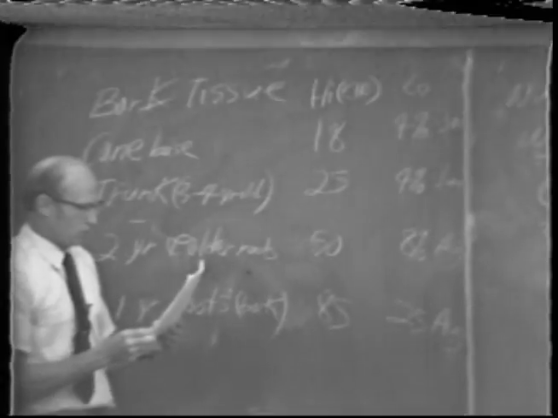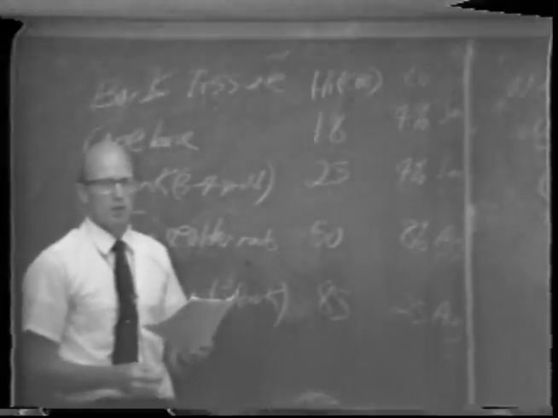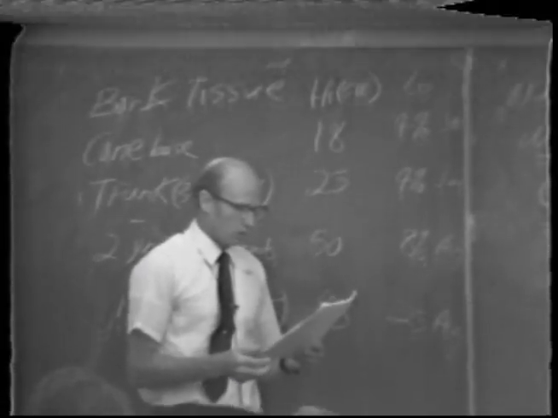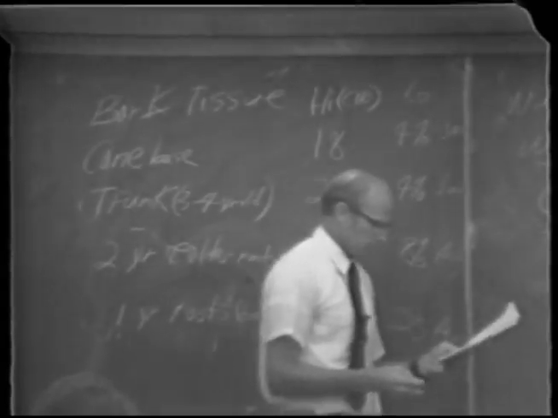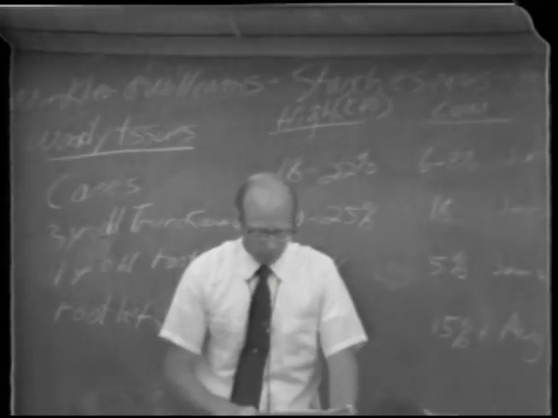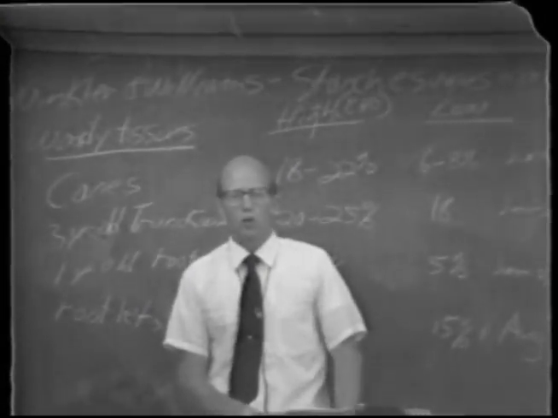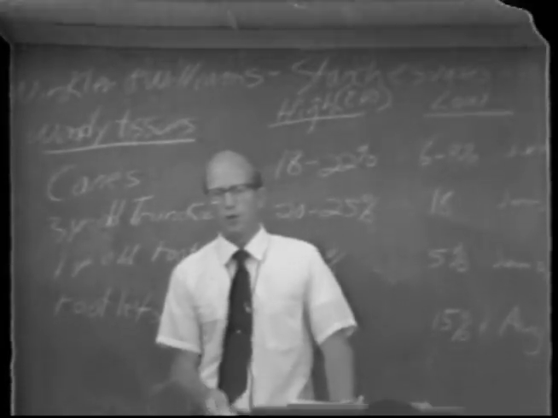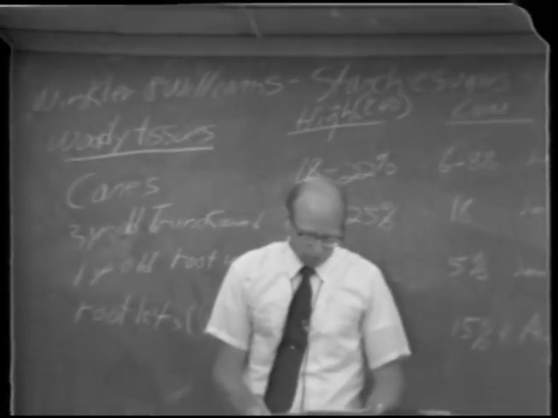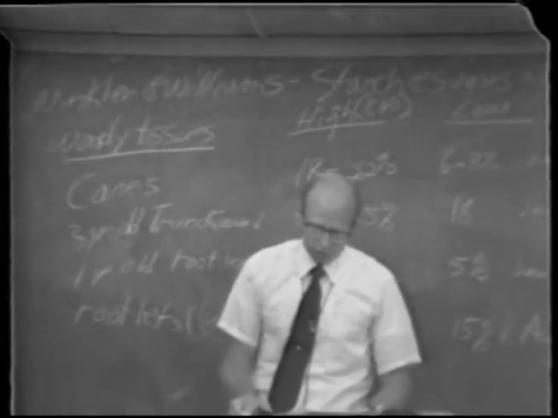So the bark tissues, at least in the roots, tend to be extremely high in carbohydrates. The woody tissues in the roots are quite a bit lower. And I should also mention that most of the carbohydrate is present in the form of starch. In fact, usually only 2 to 3% of the total carbohydrate is in the form of sugars during most of the season.